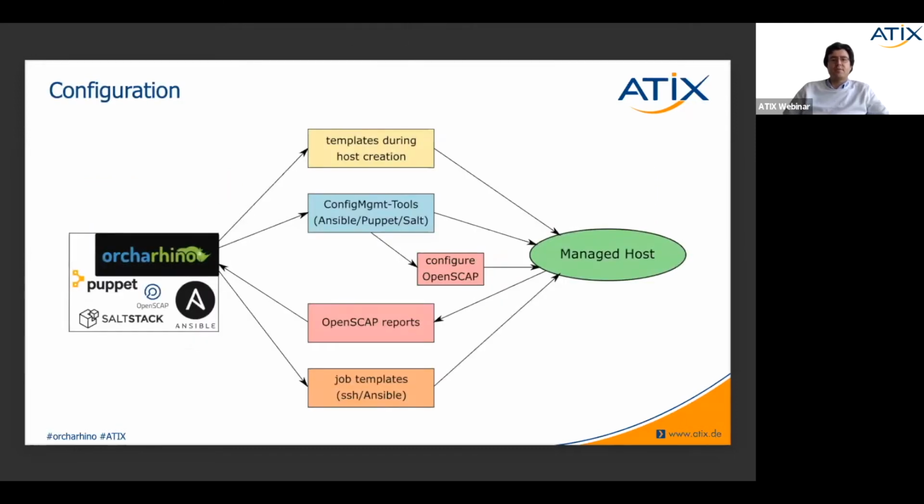The next step, when we do the configuration, the first step there would be the templates during host creation. I already told you about that. These are the commands which are executed when a host gets deployed. The next step would be running the configuration management tools. In orcharhino, we support 3 tools. We support Ansible, Puppet, and SaltStack. These 3 tools follow slightly different philosophies.